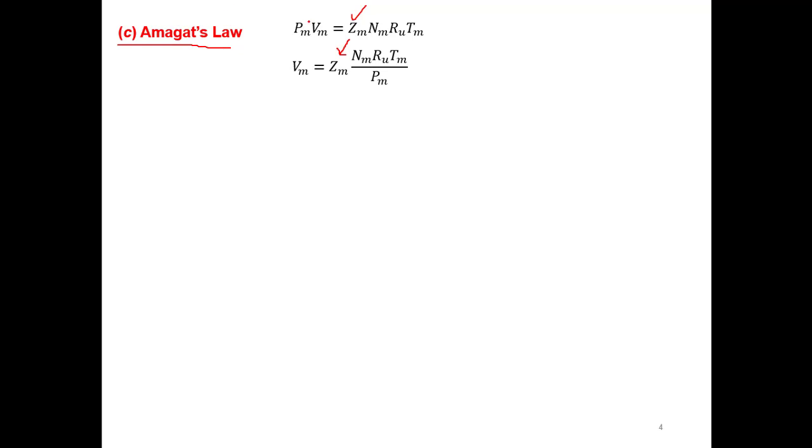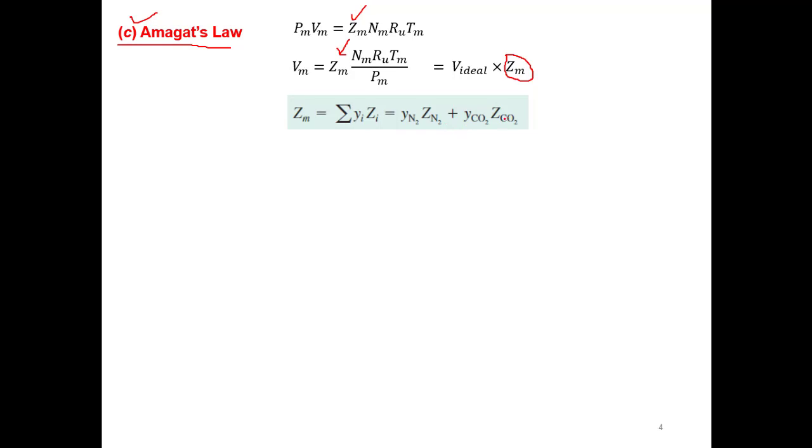In this case, again, Vm is equal to Zm times this factor, which is the volume of the ideal gas. So basically, we need to calculate Zm, and the procedure for calculating it is different from Kay's rule. How will Zm be calculated? Zm is equal to the sum of the products Yi Zi, that is, Y nitrogen Z nitrogen plus Y carbon dioxide Z carbon dioxide.